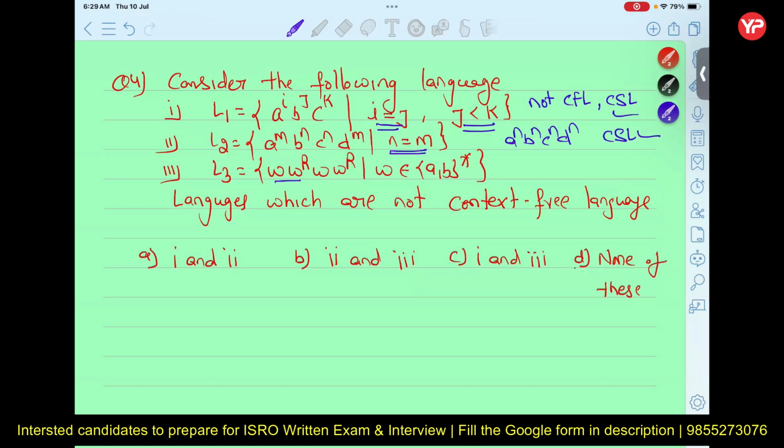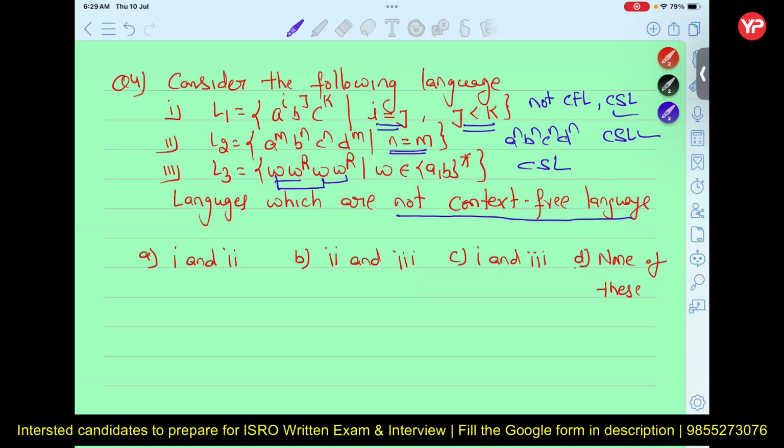It's again reverse matching, but in this, w and w is straightforward matching. Again, it's a CSL. So the languages which are not context free, very good, all of these languages are not context free.